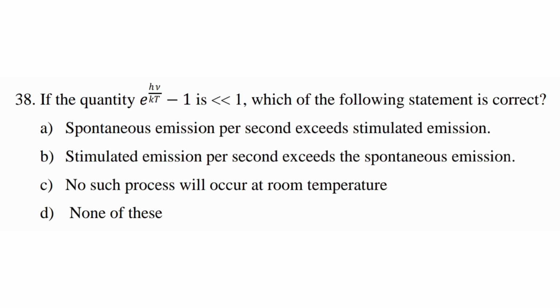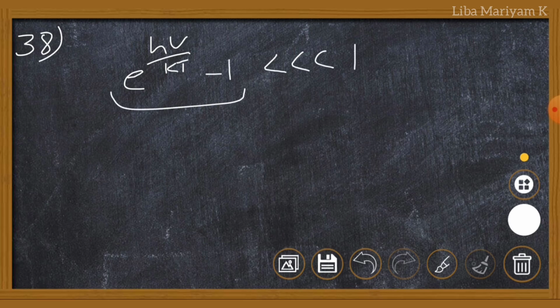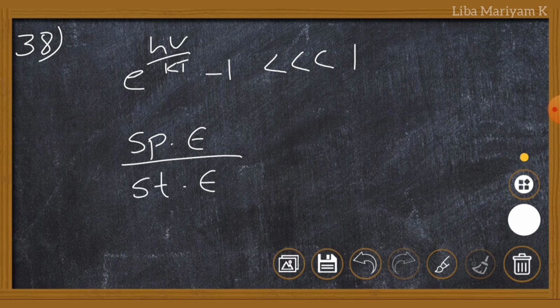Question number 38. If the quantity e raised to hv by kt minus 1 is less than 1, which of the following statement is correct? Given that e raised to hv by kt minus 1 is very much less than 1, we know this quantity indicating the ratio of spontaneous emission to stimulated emission, which is less than 1. So it is clear that stimulated emission dominate over spontaneous emission. Therefore option B is correct.